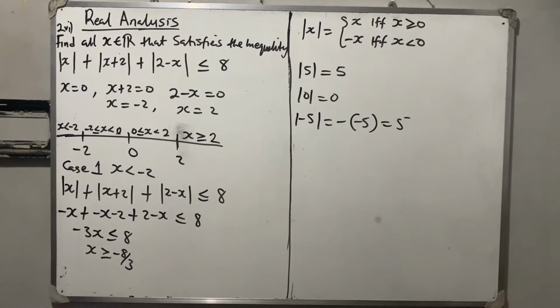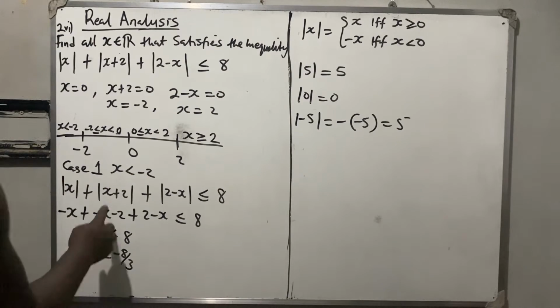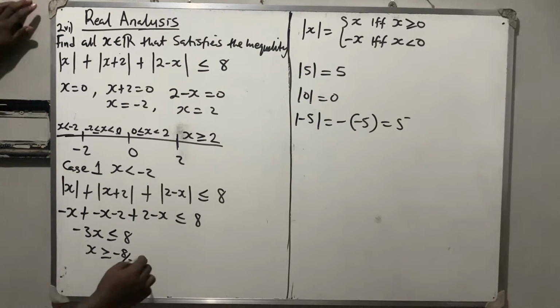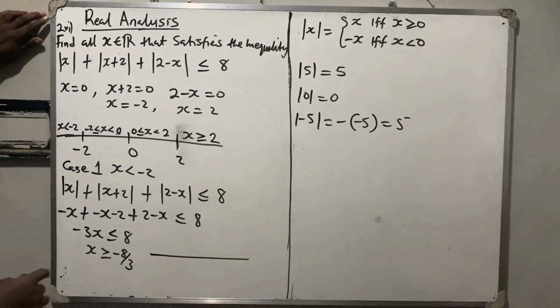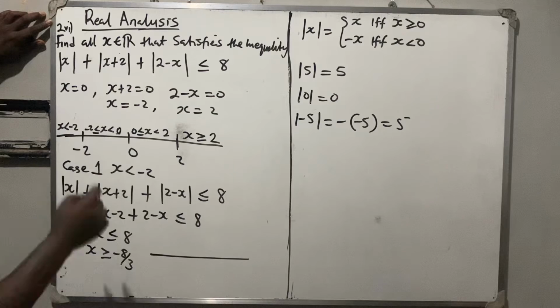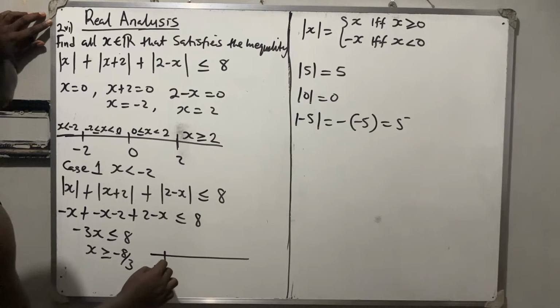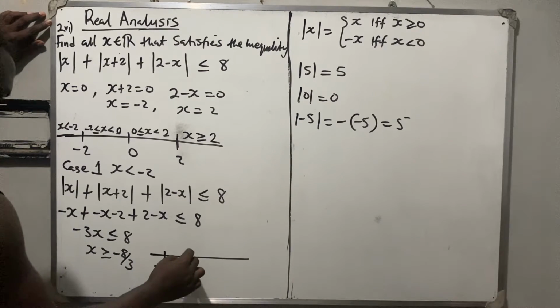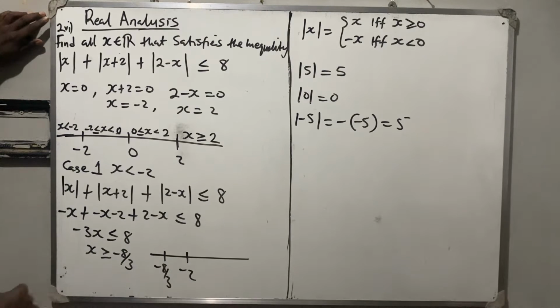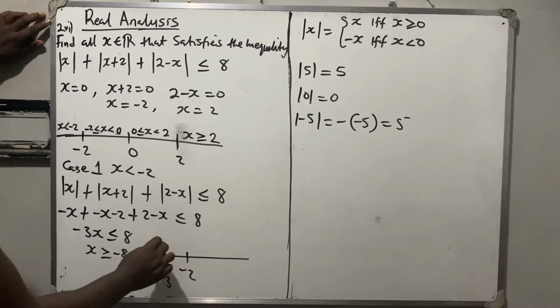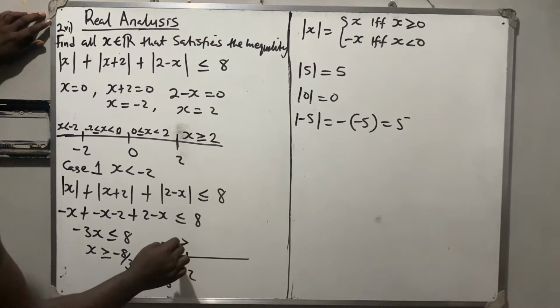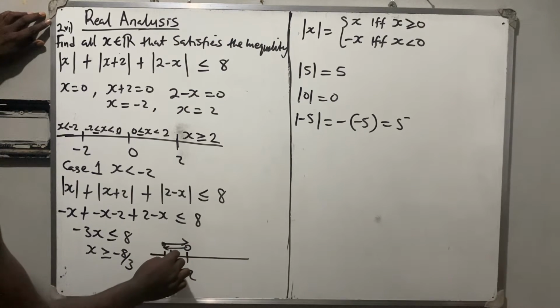So now, let us compare the two of them and get their intersection. If you draw the graph, 8 over 3 is smaller than 2. So 8 over 3 should be here, minus 8 over 3 should be here, while my minus 2 should be here. So this one is shaded, moving this way. Why is this one not shaded, moving this way? So this is the intersection.